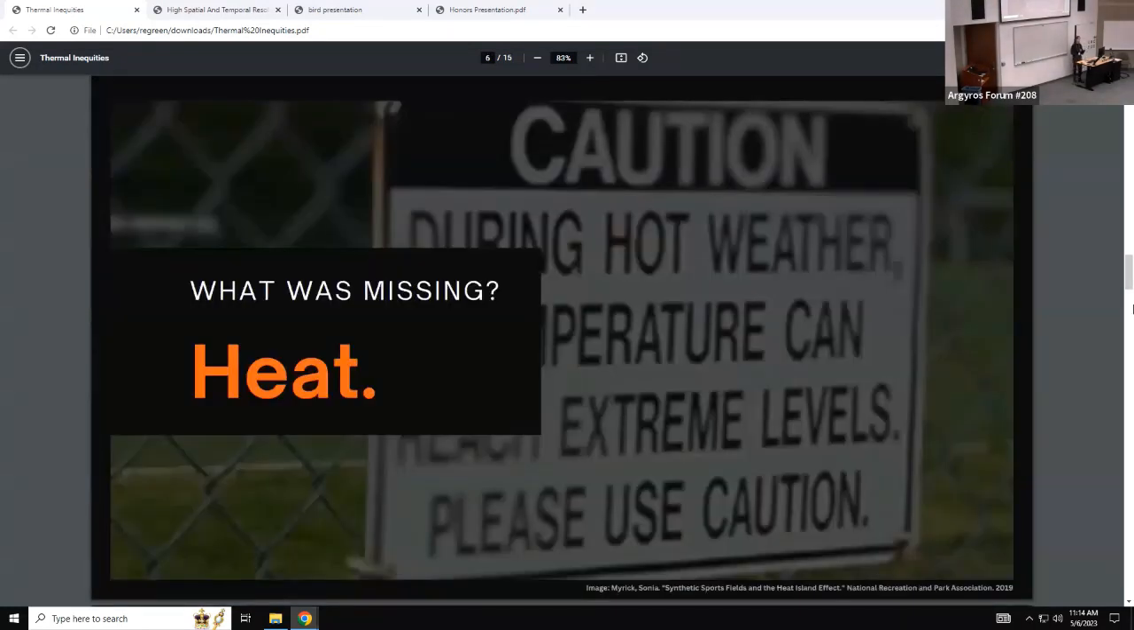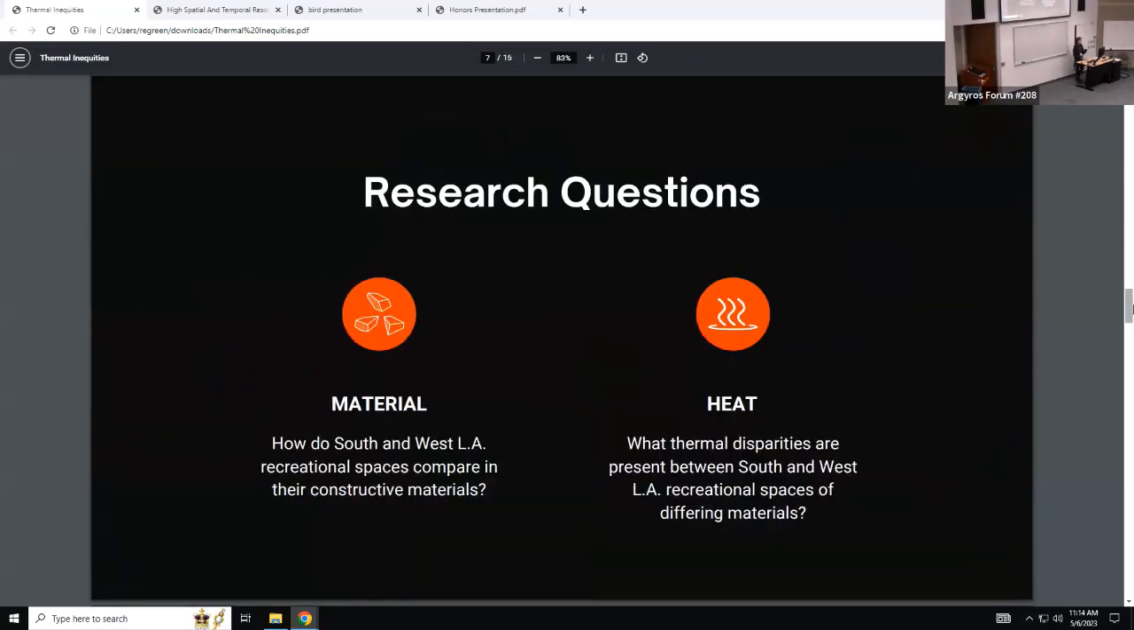So while these different examinations are definitely valuable, they both lack a central feature, which is heat, which is brought up by community members consistently as being a concern. So this led me to my two central research questions, which were: how do South and West LA differ in terms of the recreational space constructed materials, whether that be a park that's just like a concrete slab with some basketball lines, or a swath of grass that might be a lot cooler? And then that leads into what thermal disparities end up occurring because of those differences in material.